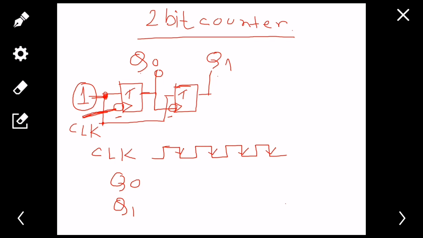So 0 1 0 1 0 1, it will keep on toggling as long as you have 1 in your input. Okay, so that's the main thing. So let's try to draw this right now. Considering that my initial output at q0 is 0, so it was 0.